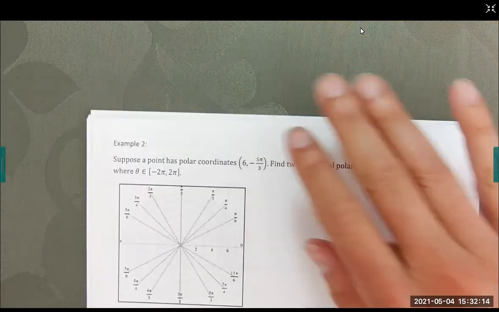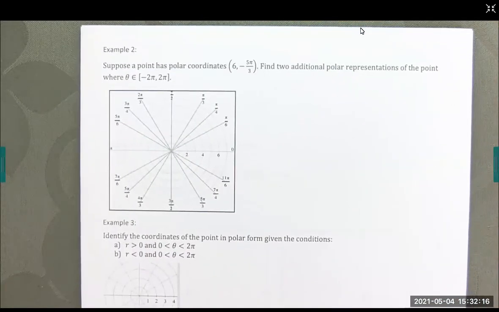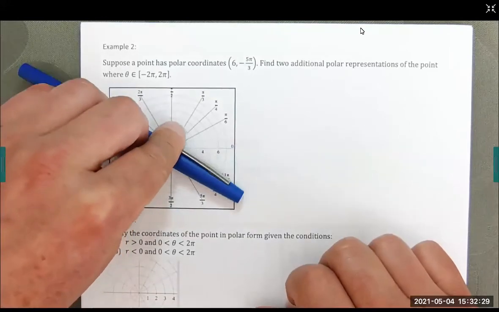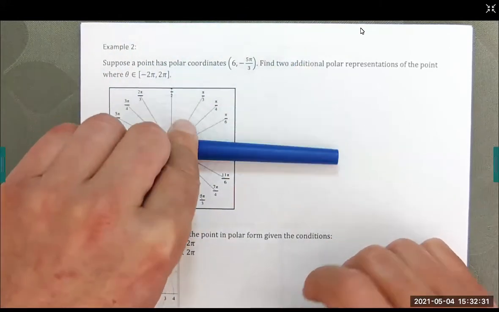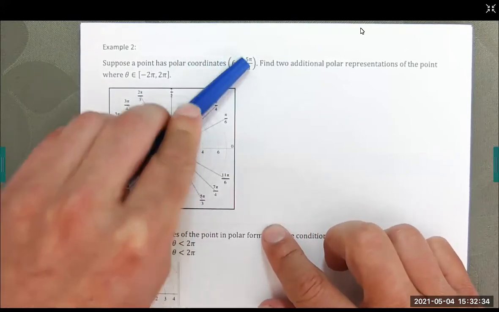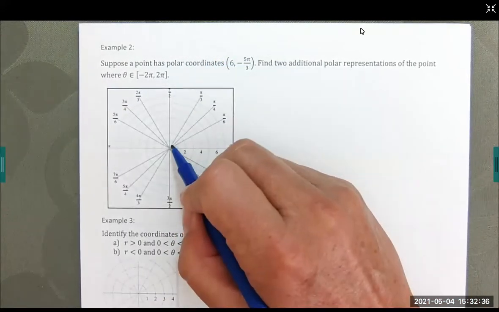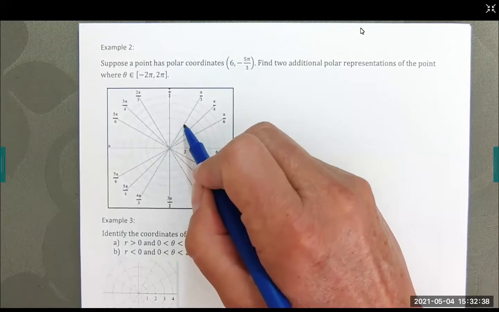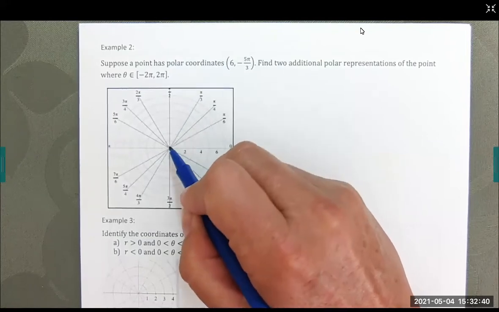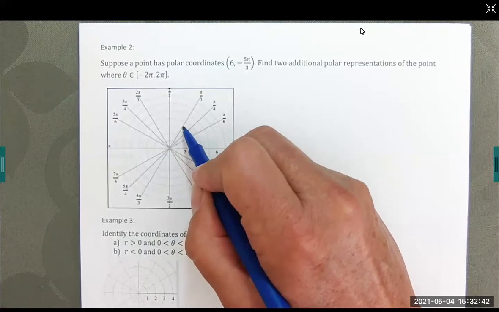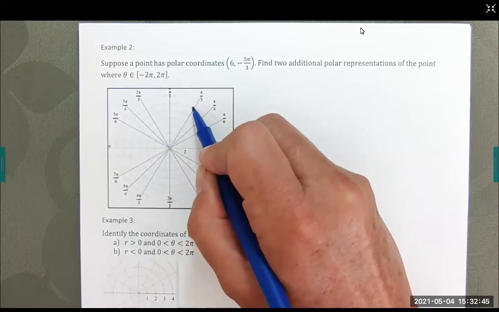All right, suppose a point has a polar coordinate 6 comma negative 5 pi over 3. Find 2 additional polar representations of the point. Well, let's find this point. Negative 5 pi over 3. That's this way, this way, this way, this way, all the way to here, and then a positive 6. So I'm going to go a distance of 1, 2, 3, 4, 5, 6. I'm going to recount that. 1, 2, 3, 4, 5, 6. There we are.